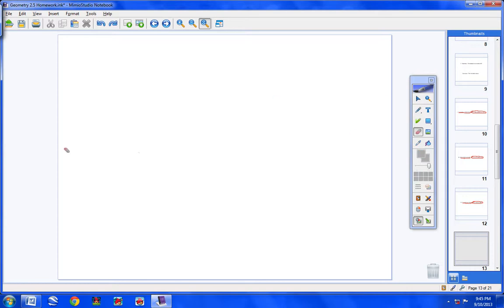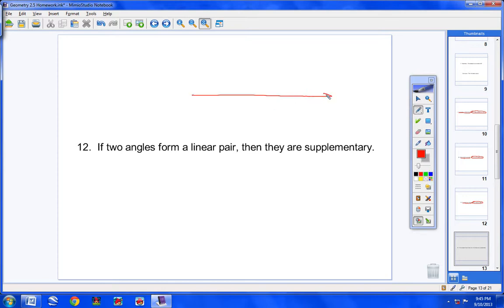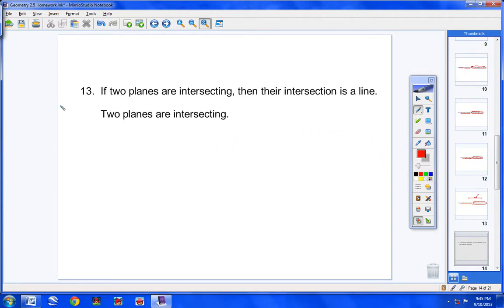Okay, notice it says if they form a linear pair. So here's what I said. I said if 2 angles form a linear pair, then they're supplementary. And that's true. If 2 angles form a linear pair, like this, there's a straight line, there's a ray coming off of it. These 2 angles here, angle 1 and angle 2, they form a linear pair. And then, because they form a linear pair, they are supplementary. Underline the hypothesis, circle the conclusion. All right? Moving on to number 13.